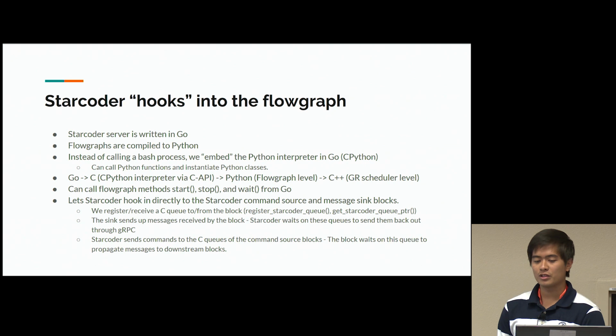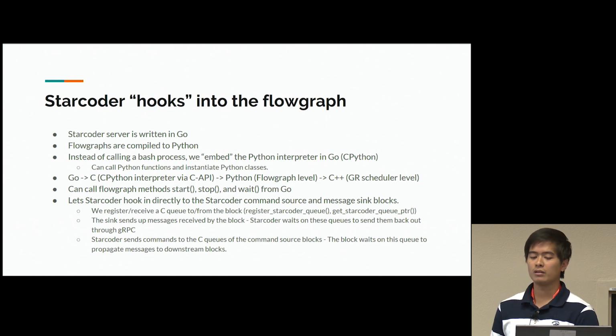One more thing I'd like to explain is how Starcoder actually starts the flow graphs. One thing I haven't mentioned yet is that Starcoder is actually also written in Go. Now, this is a bit of a problem because GNU Radio flow graphs are compiled to Python code, and we need a way to run that. So instead of calling a bash process, we actually embed the Python interpreter in Go.